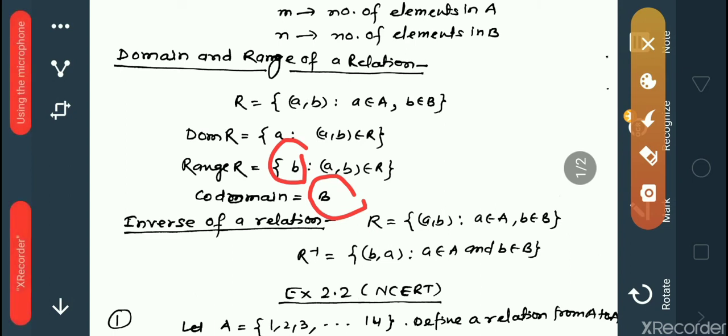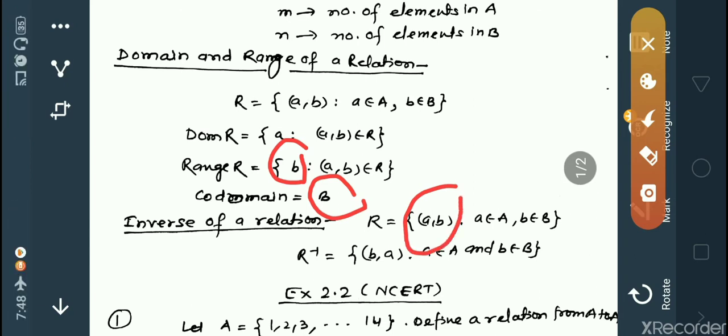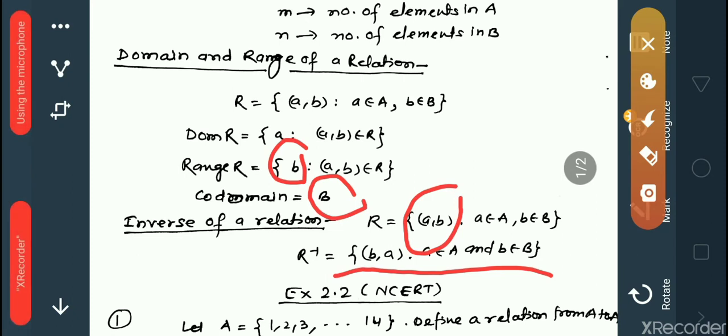Now we define the inverse of a relation. It is very simple. If we interchange the positions of a and b, then we get the inverse of that relation. Here R is equal to (a, b), a belongs to capital A, b belongs to capital B. Then R inverse will be (b, a). Simply we interchange their positions, and by doing this we get R inverse, that is called the inverse of a relation.